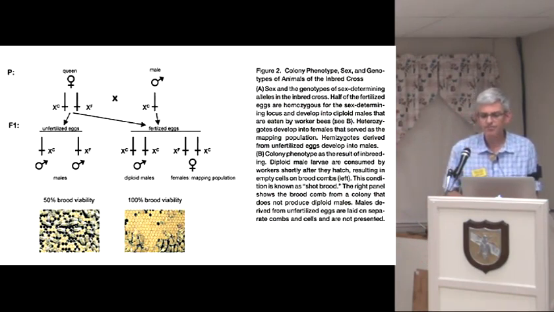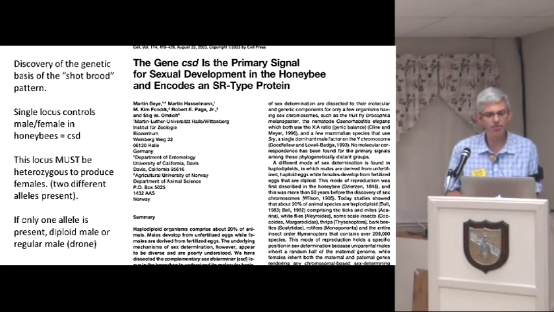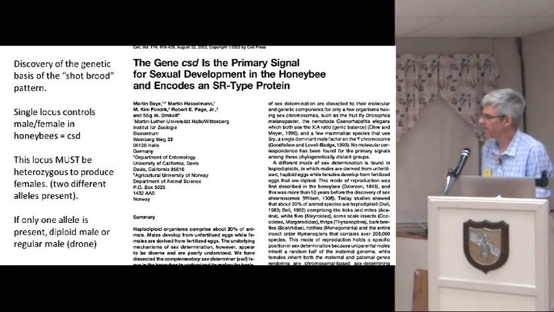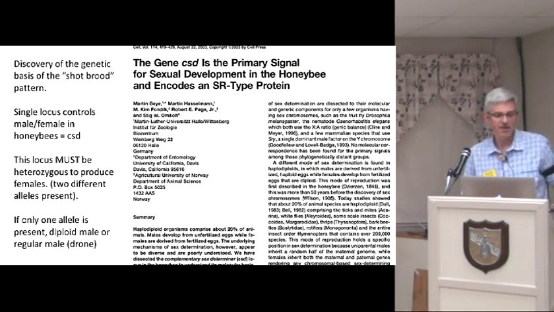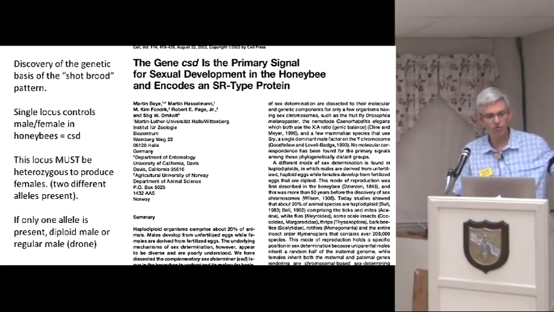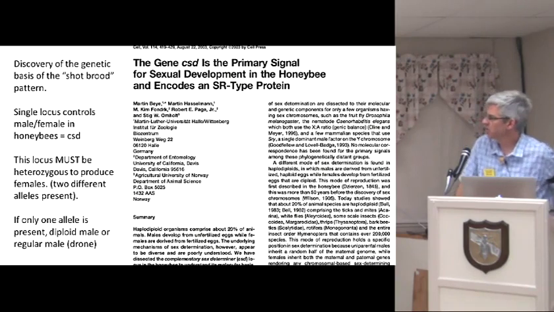It's from 2003, so it's not brand new knowledge. It's not the latest thing. But the summary of it is that the discovery of the shot brood pattern is very old. But then they used that to map this gene and discover the gene where you have to have a heterozygous condition to produce females, two different alleles. If only one allele is present, you get a diploid male.